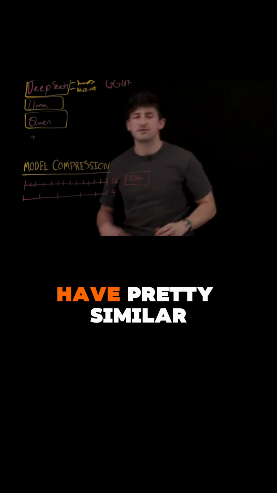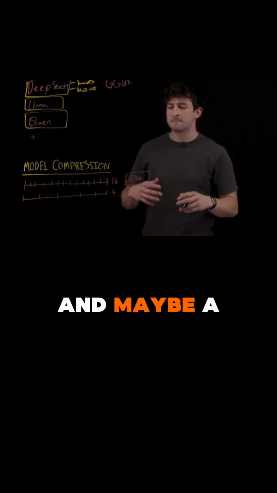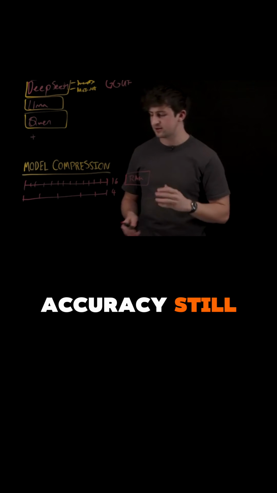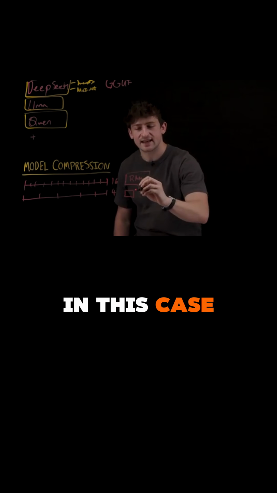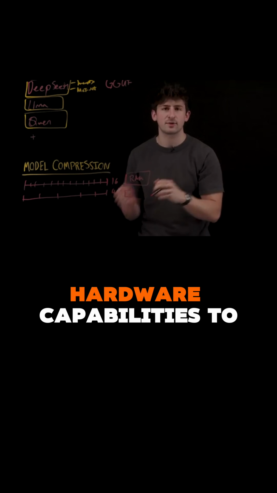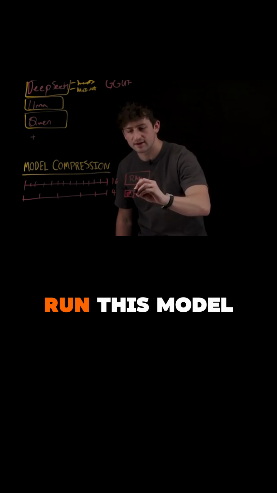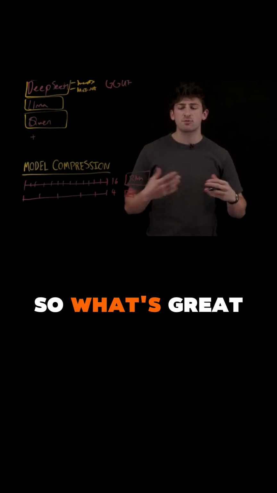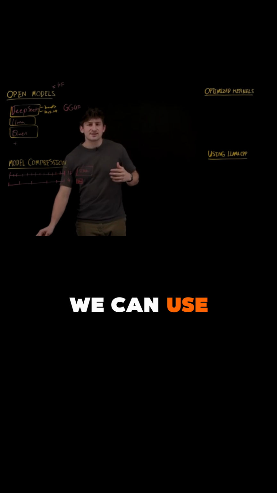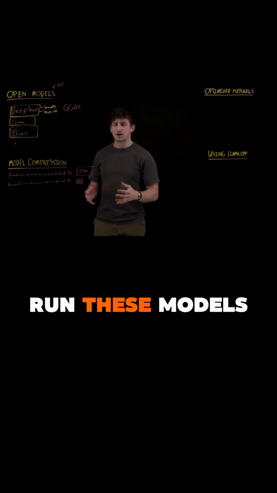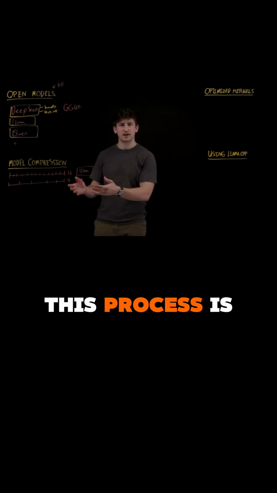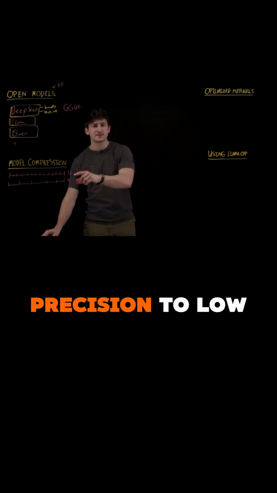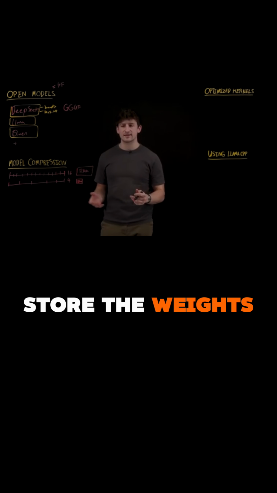So we still have pretty similar capabilities and maybe a high degree of accuracy still. But instead of needing that huge amount of RAM, we only need, in this case, 25% of the hardware capabilities to run this model. So what's great is that we can use less hardware and we can run these models on smaller machines because of this model quantization, and that's what this process is called, going from high precision to low precision when we store the weights.